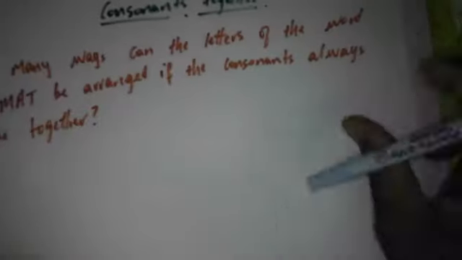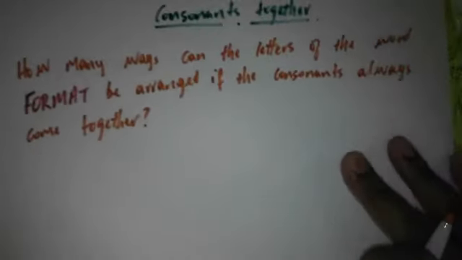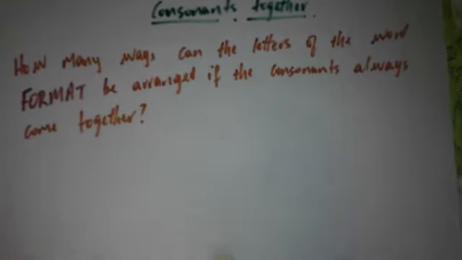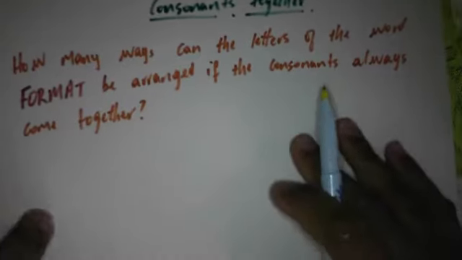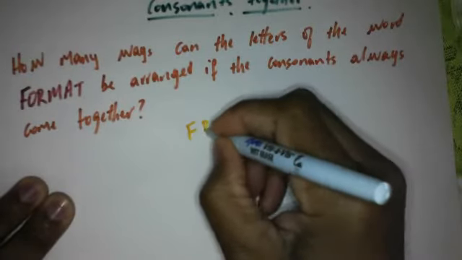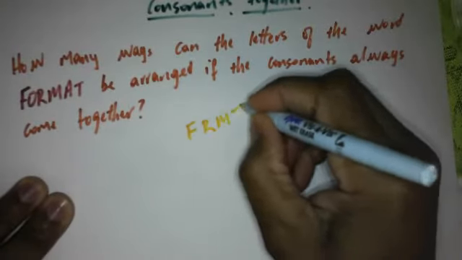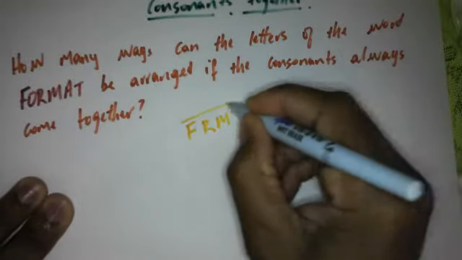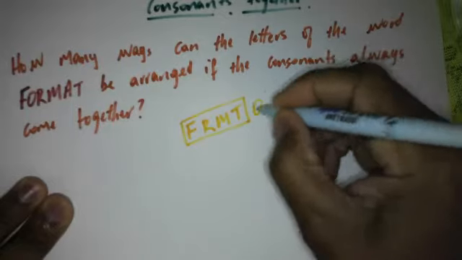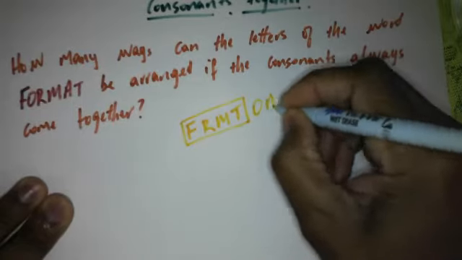Now let's look at when the consonants come together. It's the same concept, just that we're grouping the consonants now instead of the vowels. So it says, how many ways can the letters of the word format be arranged if the consonants come together? So the consonants now, here are the consonants: F, R, M, T. We want them to come together, so we put them in a box here. And the other letters would be O and A.